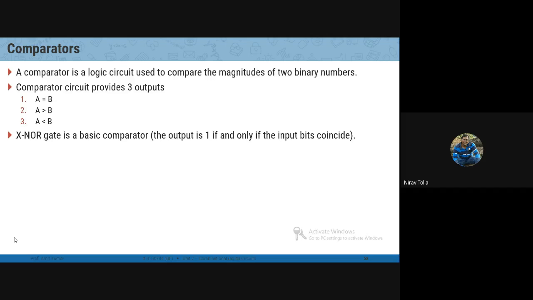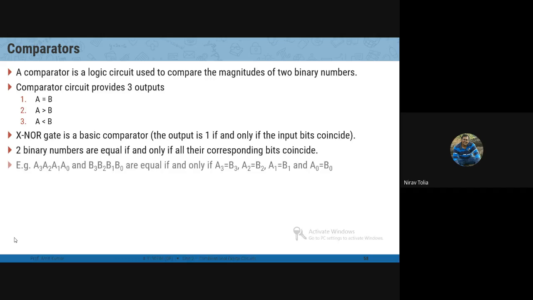Because of the truth table of the exclusive NOR: when both bits are the same, either both 0 0 or both 1 1, then it will give the output 1. For 0 1 it will give the output 0, and for 1 0 also it will give the output 0. So it will give a high output only when both inputs are the same. If both inputs are 0 0 or both inputs are 1 1, then it will give the output 1.